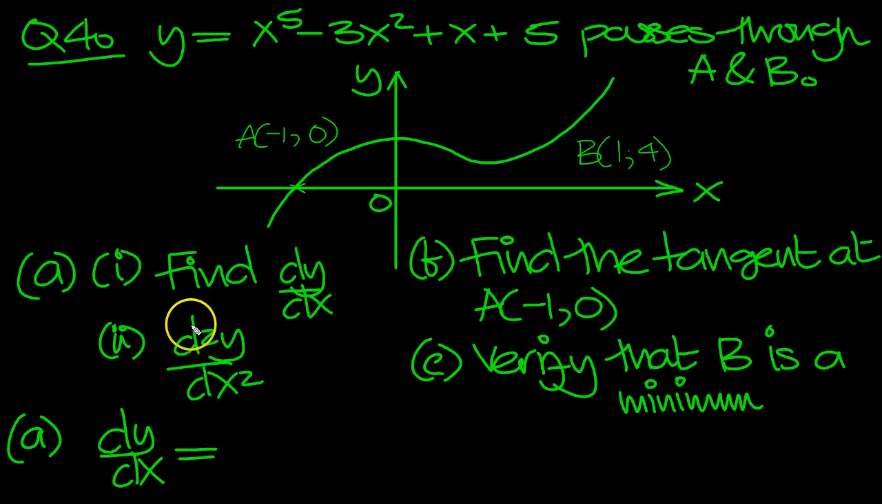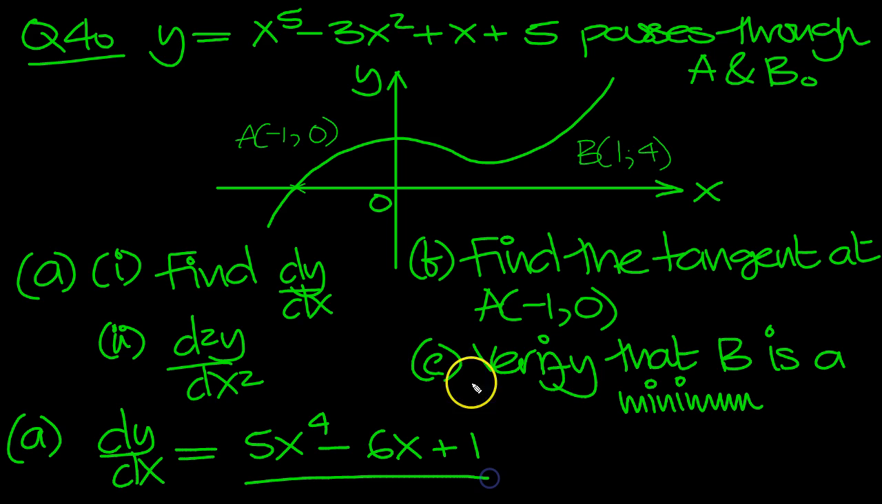The derivative function, the gradient function. Power rule, 5 comes down, x to the 1 less, which is 4, minus, the 2 comes down to be with the 3 to make 6, x to the 1 less, which is power 1. X goes to 1, and the constant goes to 0, doesn't it? So there's dy/dx. Now d2y/dx squared then.